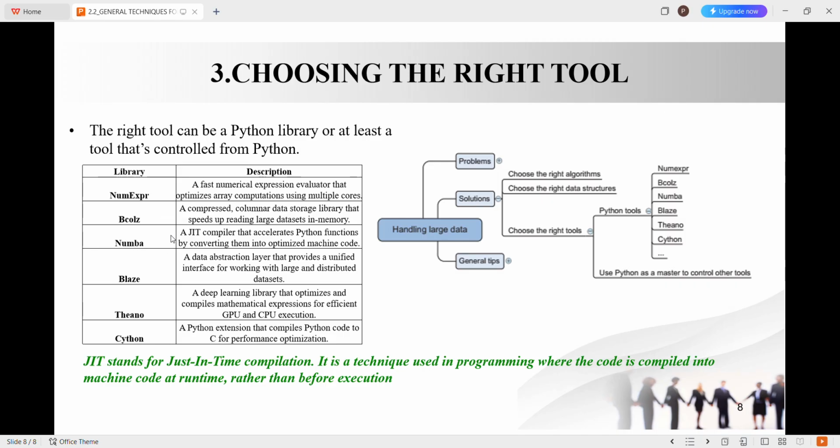Numba is a just-in-time compiler. So what is a just-in-time compiler? It is a technique wherein the code is compiled into machine code at runtime, rather than before execution. You may have heard of Python, but there is also a library called Cython, wherein the Python code is compiled to C for performing the optimization.